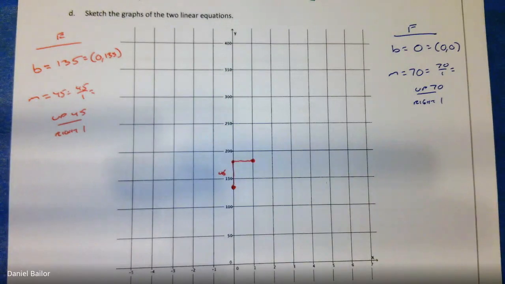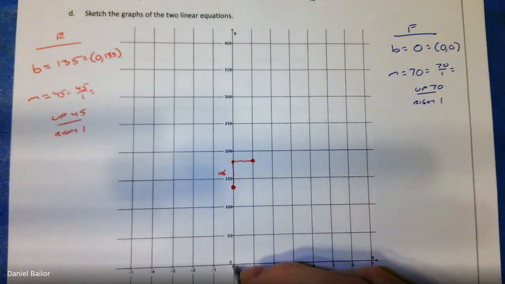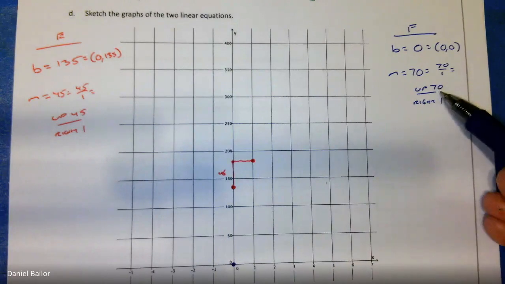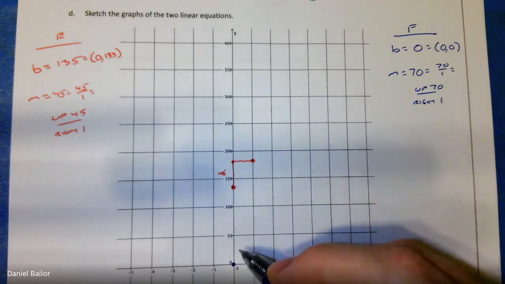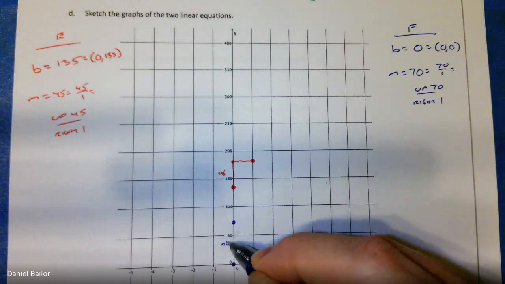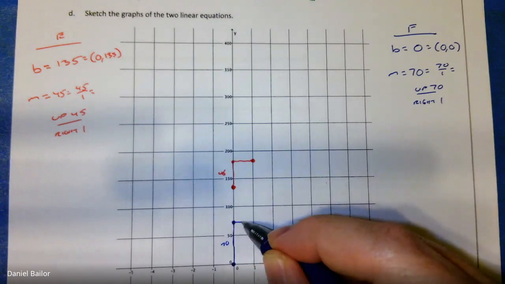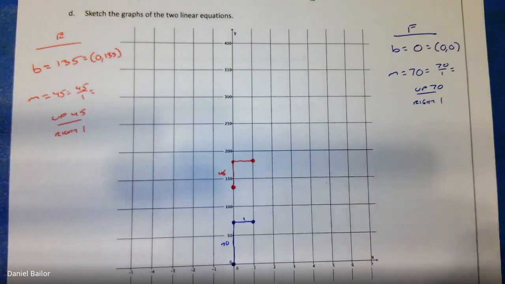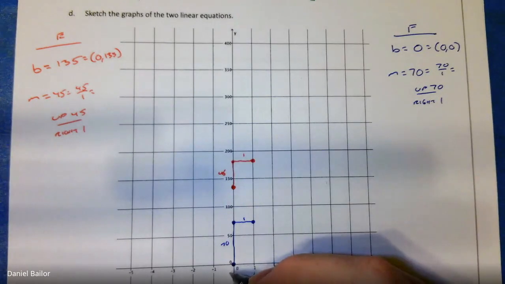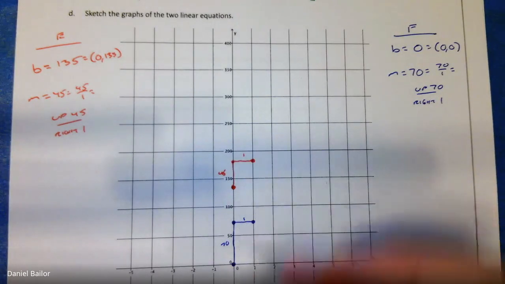For Fernie, his y-intercept is 0, so his first point is right there. And we follow his slope rule, up 70, right 1, which is probably about right there. So now we have their slope, we have their intercepts, we follow the slope rule.